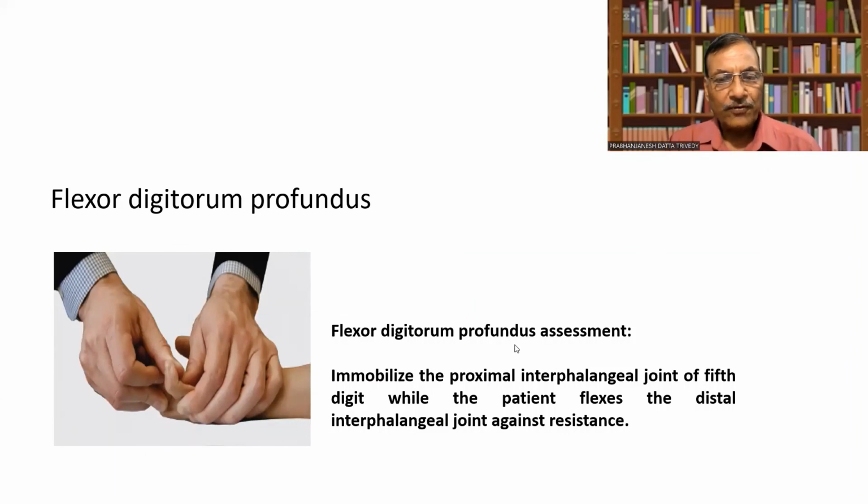Flexor digitorum profundus is tested when you immobilize the proximal interphalangeal joint of the fifth digit like this, immobilized, and while the patient flexes the distal interphalangeal joint and you resist it to see the grading of the power.